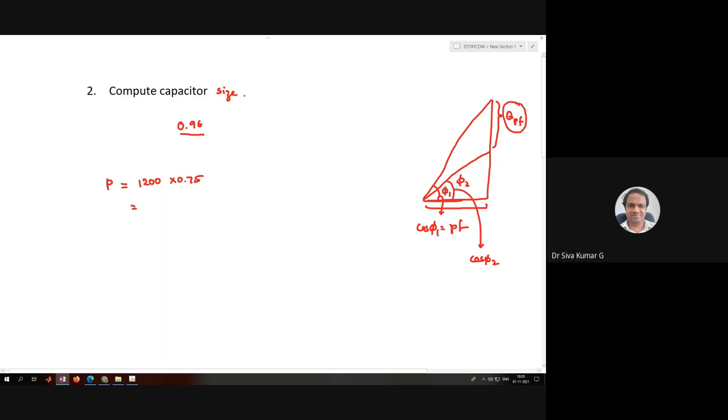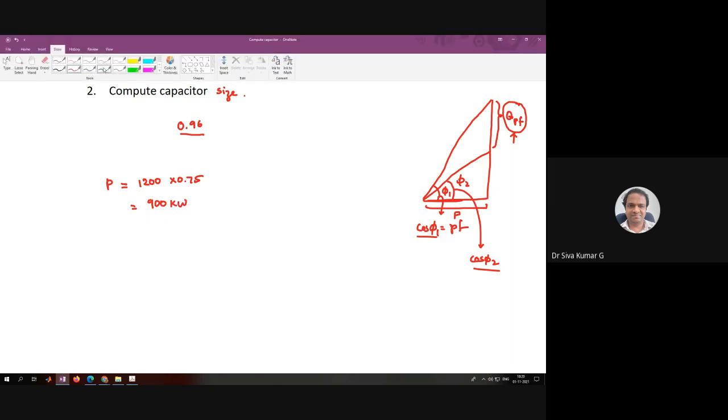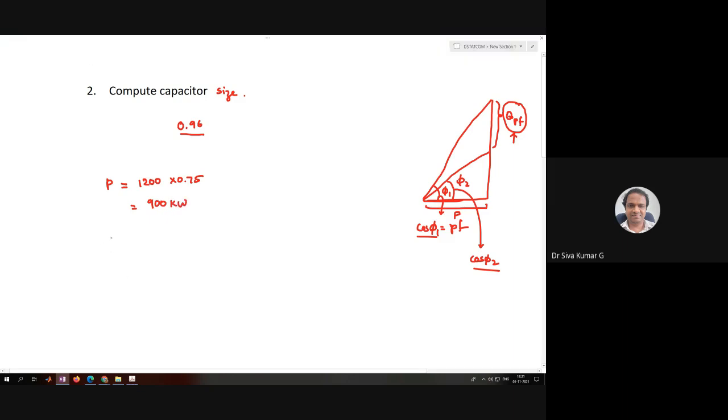For the power factors cos phi 1 and cos phi 2, the real power is not going to change. The changing values are phi 1 and phi 2. From this we are going to evaluate the required capacitor bank to improve the power factor to phi 2. For that, we find this power, and we get around 900 kilowatt.